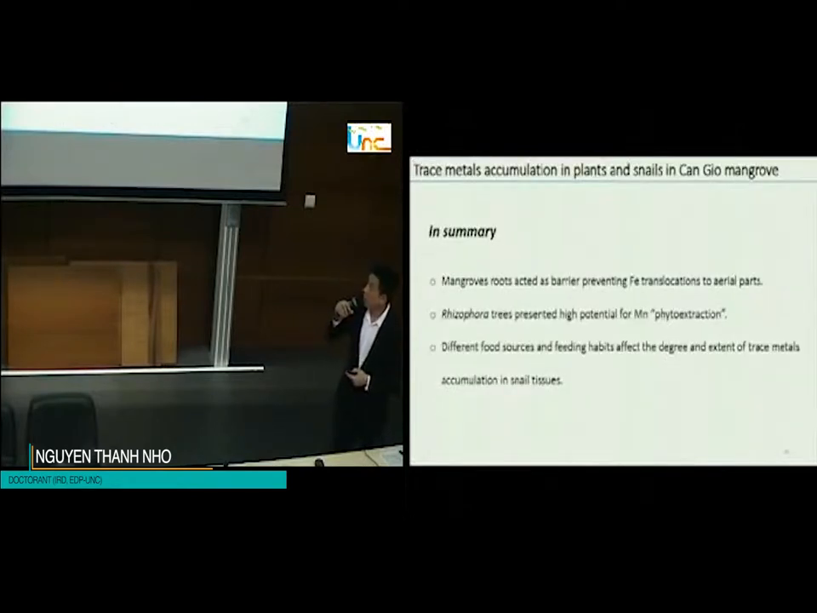In summary of this context, mangrove roots acted as a barrier preventing iron translocation to the aerial parts, and Rhizophora trees presented high potential for manganese phytoextraction. And different food sources and feeding habits affect the degree and extent of trace metal accumulation in snail tissue.